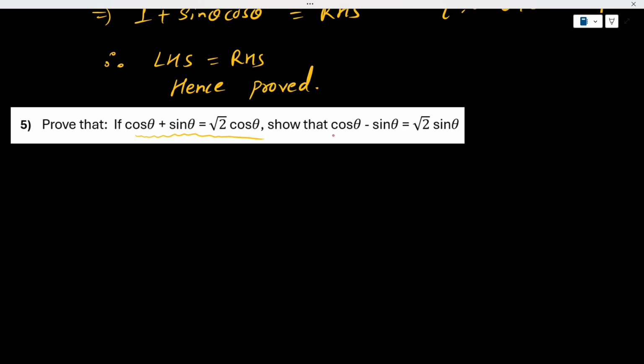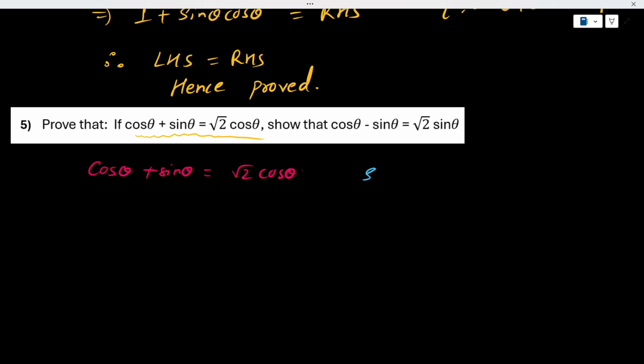What do I need to prove here? Cos theta minus sin theta equals root 2 sin theta. In these kinds of questions, we always start with whatever is given. What is given? Cos theta plus sin theta equals root 2 cos theta, right? Now how are we going to do it here? You know that I need a square, then only I can use any of the identities.